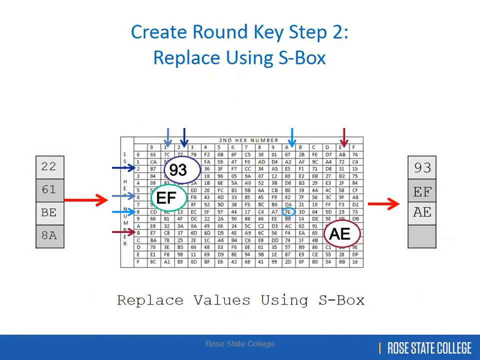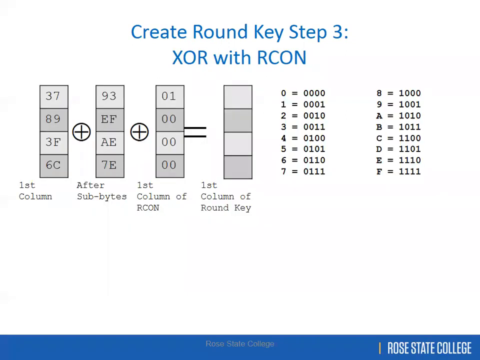All right, so all this again. We take the column that starts with 37, and take the last column that we shifted and ran through the S box, and we XOR them together. And then we XOR that result with the Rcon value, which happens to be 01000000. Okay? So far, so good?